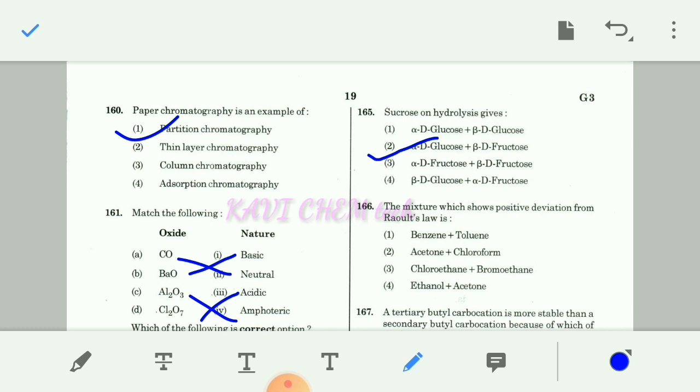And next question, question number 166, the mixture which shows the positive deviation from Raoult's law. Always remember, when an alcoholic compound is given, those compounds only will give the positive deviation. Other compounds will not give the positive deviation. So option 4 is the correct answer.